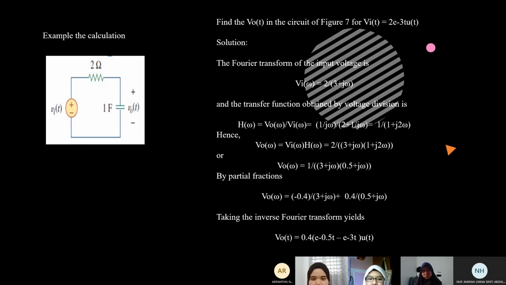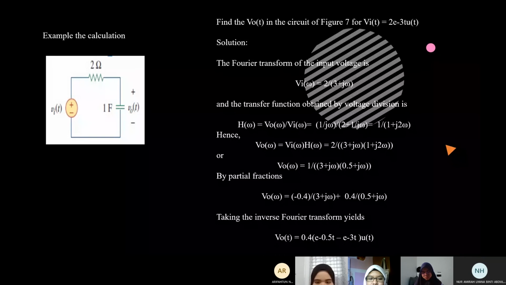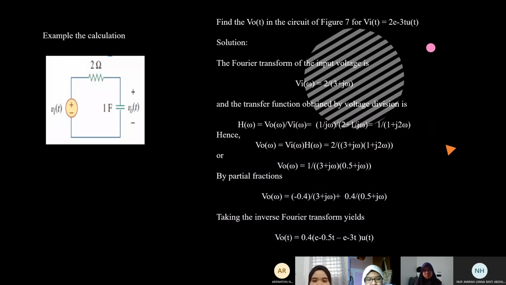We can also use partial fractions: V_o(omega) equals negative 0.4 divided by 3 plus j omega plus 0.4 divided by 0.5 plus j omega. Taking the inverse Fourier transform yields v_o(t) equals 0.4 times e to the power of negative 0.5t minus e to the power of negative 3t, times u(t). That's all. Okay, next slide.